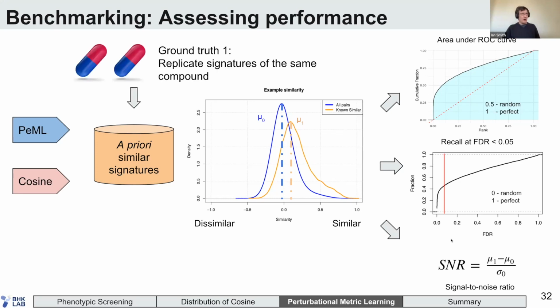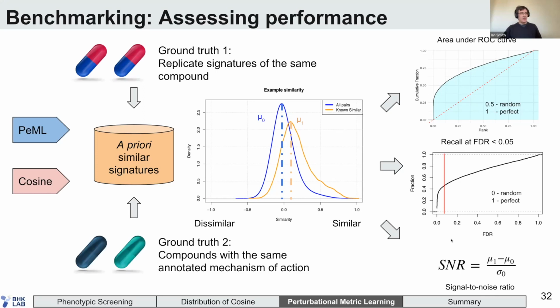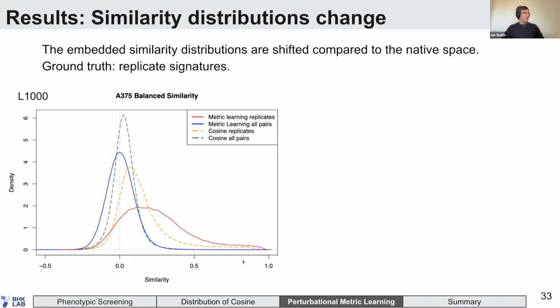And the two benchmarks are, the first ground truth is replicate signatures, and the second ground truth is compounds with the same mechanism of action. And this ground truth, same MOA compounds, is probably the most relevant one. And the annotations are based on the literature and drug databases and so on, not based on the data. Okay, so some example results.